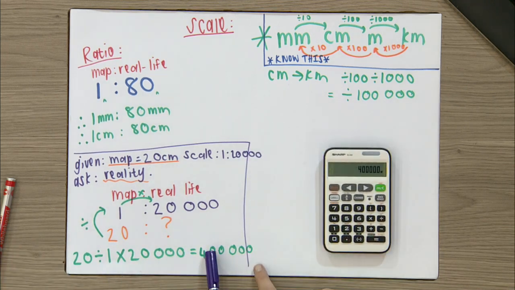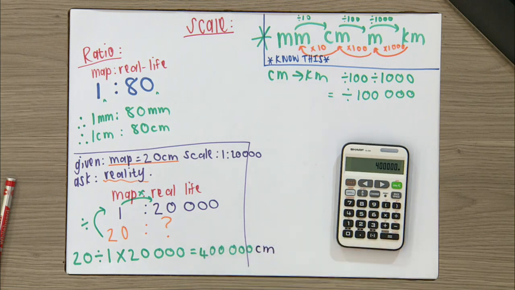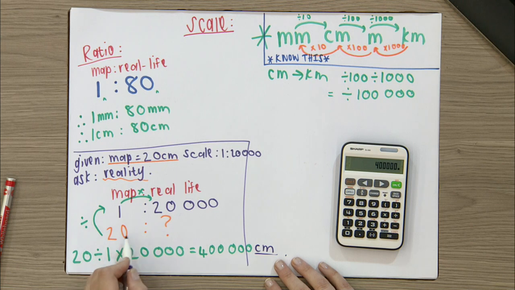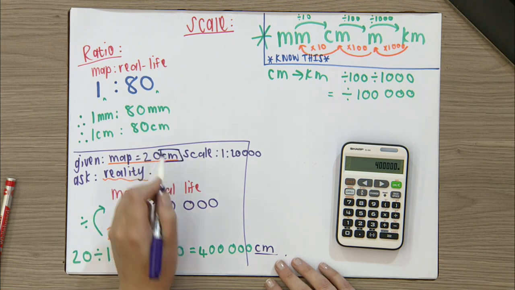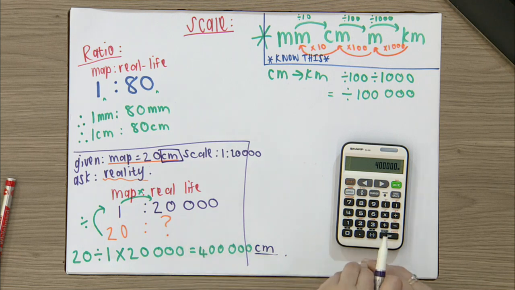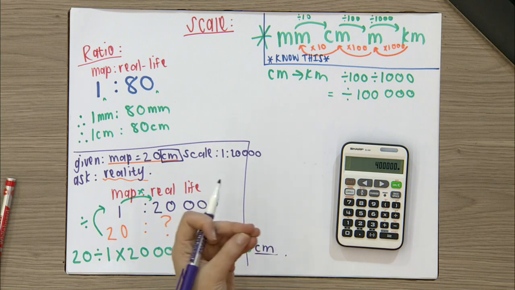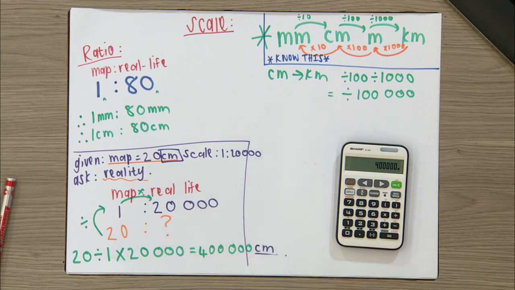Now, we don't have a unit here, but we know we need to have a unit. So if we have a unit here, we know that this will be in centimeters. And we know that this is in centimeters because this was given in centimeters. So therefore, we can now convert from centimeters to meters or kilometers, depending on what the question is asking.